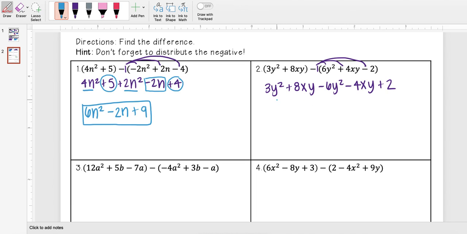So I'm going to start with my y squares, because that's my highest degree. So I have a 3y squared there, and then -6y squared. So 3y squared minus 6y squared, I get -3y squared. Next I'm going to go with my xy term. So I have an 8xy. And then another xy term is -4xy. So 8xy minus 4xy, I get 4xy. And then that just leaves me with a +2 at the end.